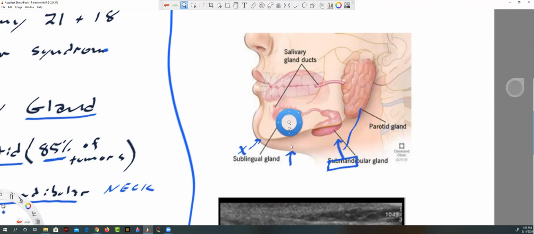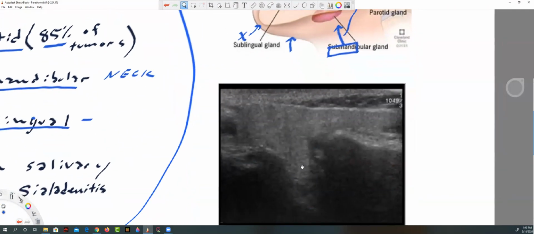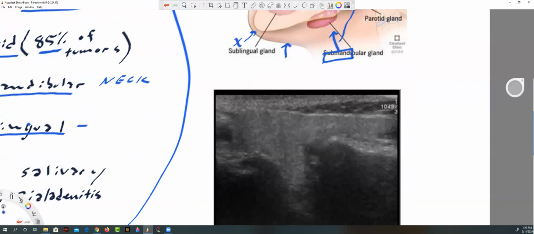Now, both of these glands, when they're normal, look very much like a thyroid. Maybe not quite the same shape, but the echotexture and the echogenicity are very, very similar to thyroid.